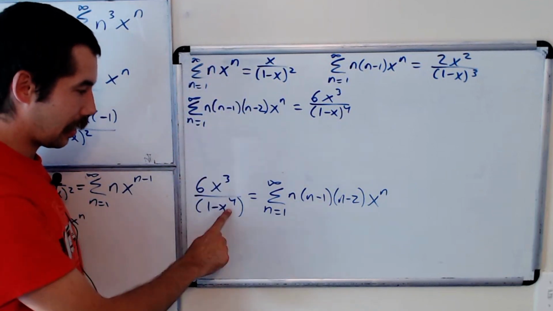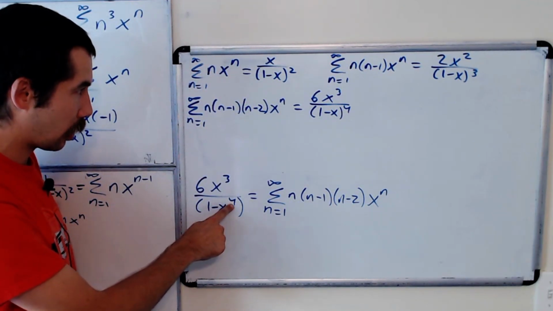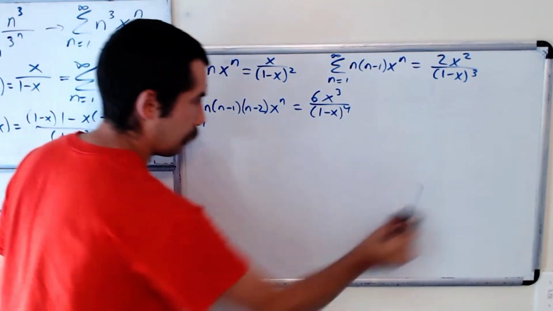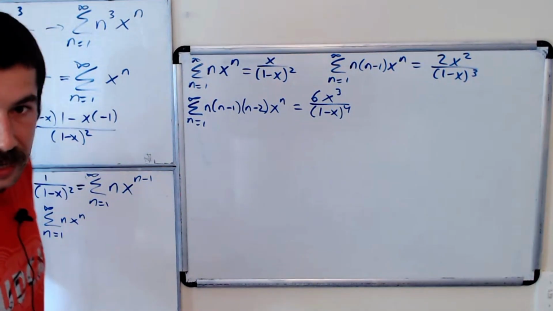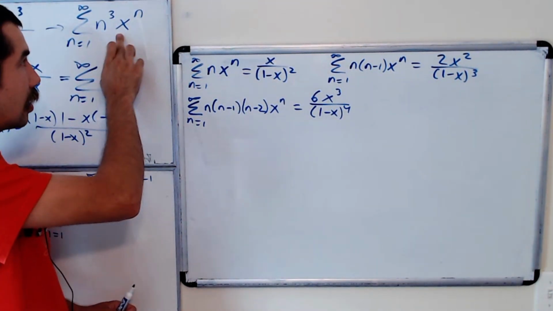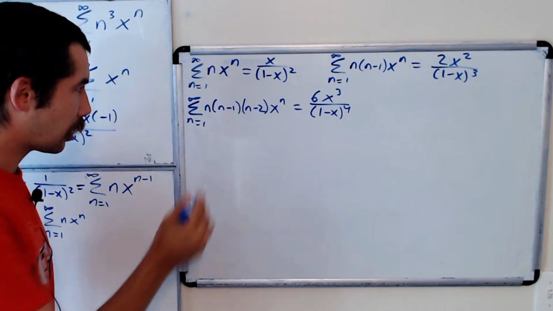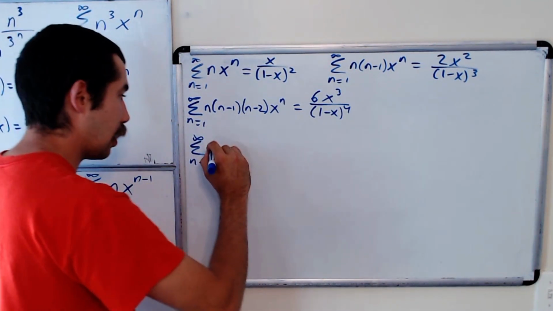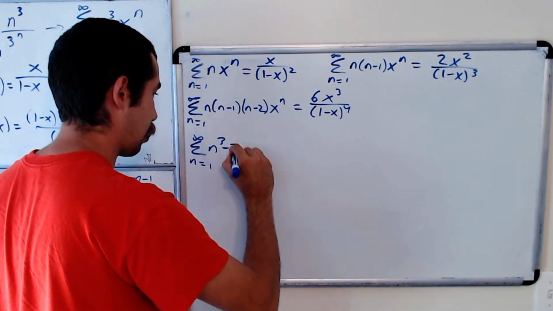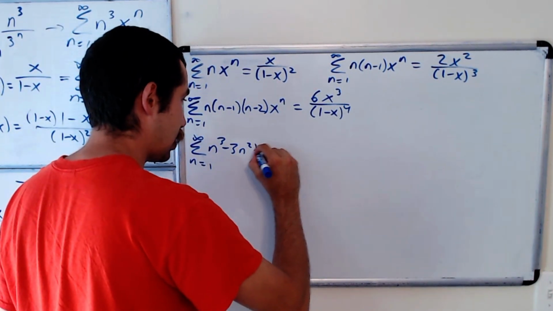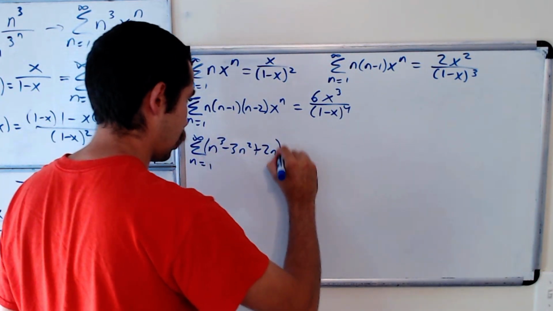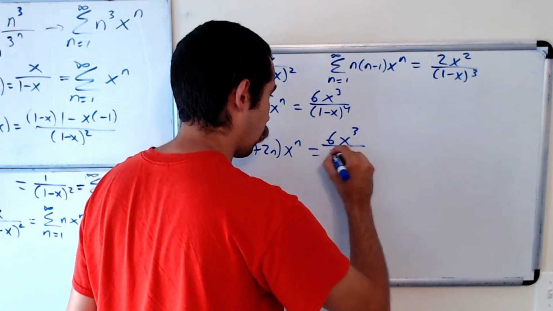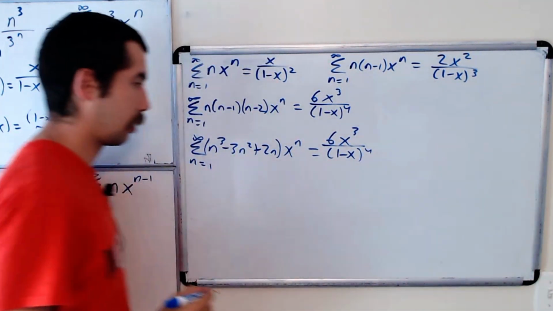Okay, so this is what we had, and I noticed I had a little bit of a typo here, so this fourth should actually be on the outside if we did the derivatives correctly. Okay, so sorry about that. Again, we want to get the sum from n equals 1 to infinity of n to the third x to the n. So let's multiply this out. So this term here is the sum from n equals 1 to infinity of n to the third minus 3n squared plus 2n, all times x to the n. And that's equal to this 6x to the third over 1 minus x to the fourth.